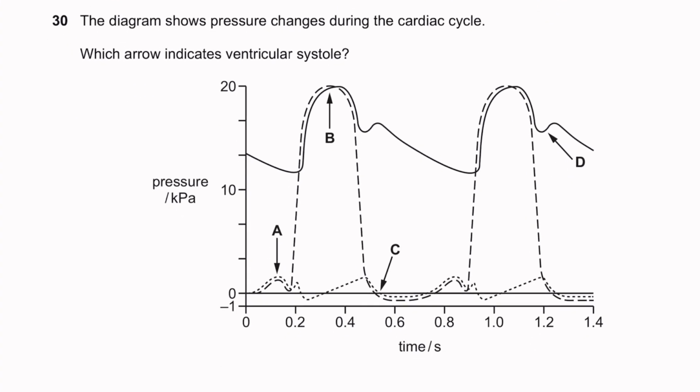Okay, the graph shows pressure changes during the cardiac cycle. Which arrow indicates ventricular systole? Ventricular systole happens at B. It's at this point where there's a peak in the pressure.